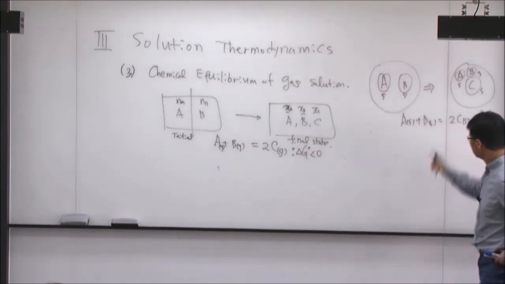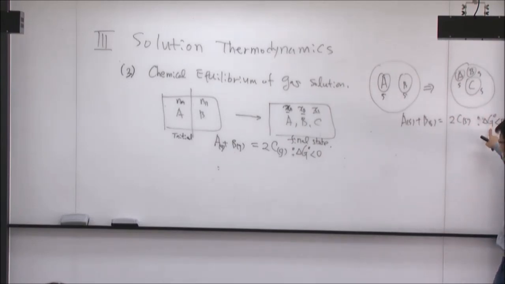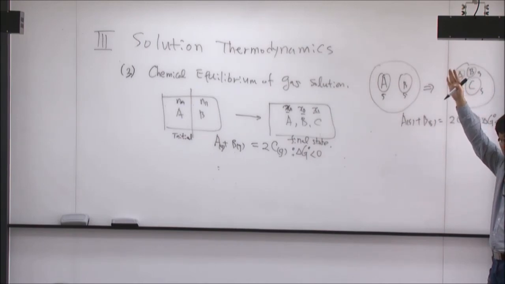It's delta G not, which means I'm just checking the Gibbs energy of pure C minus pure A and pure B, at standard state, pure. That's negative. When you have this condition, do you think A and B will remain here or not? I will still have some A and some B remaining.